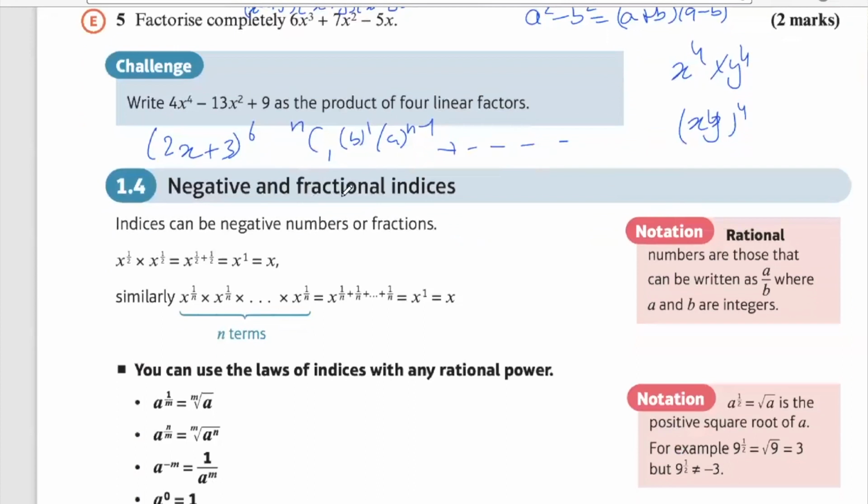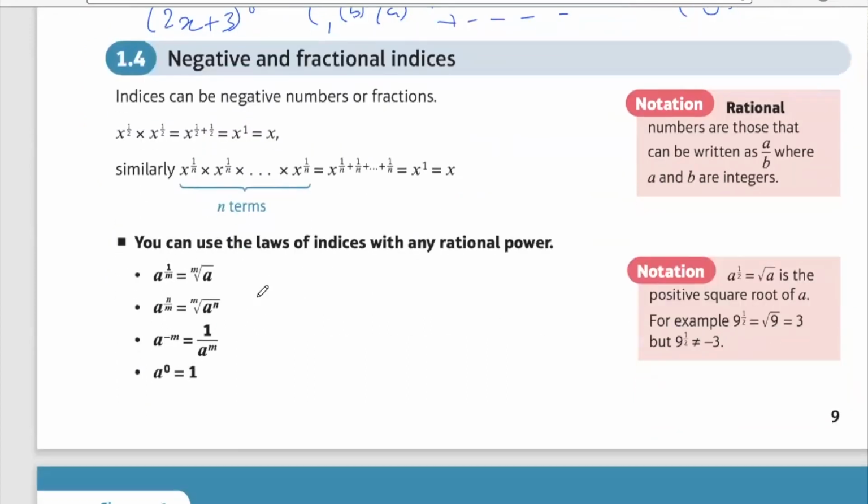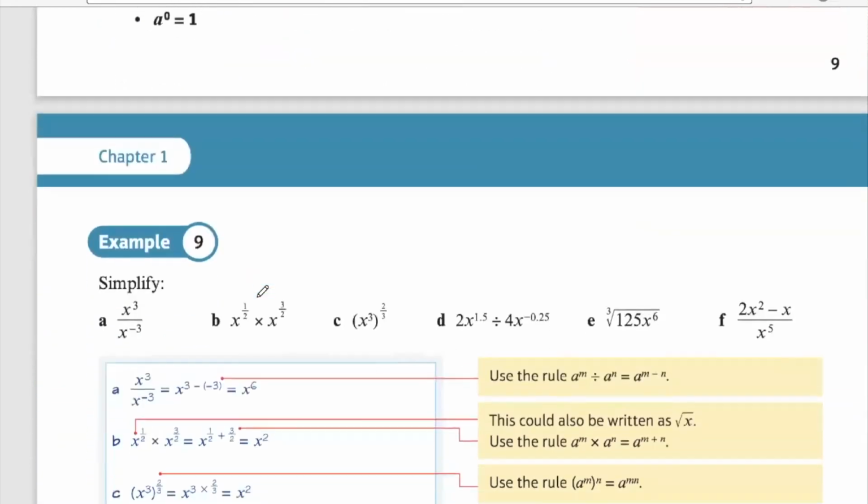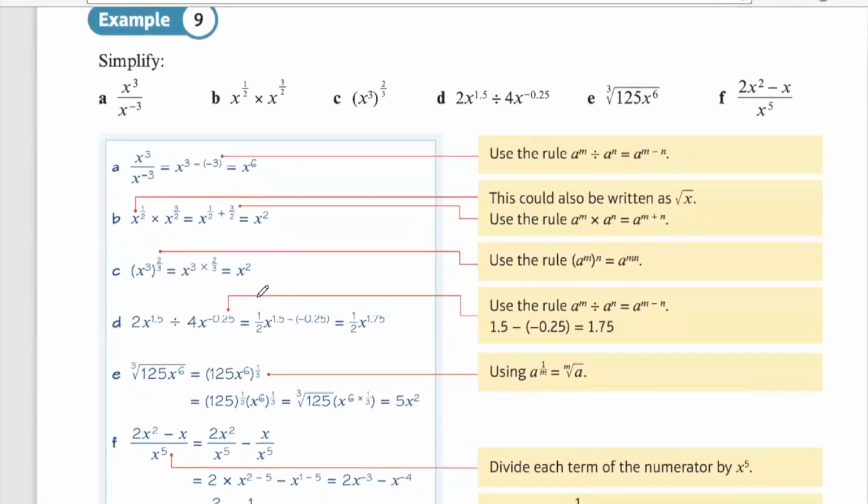Okay, now this is negative and fractional indices. There's no difference, but the numbers and powers will be in fractions. The laws are the same. Again, simplification, negative, positive. You multiply these two. So what happens? x raised to the power 1 by 2 plus 3 by 2, which is x square.